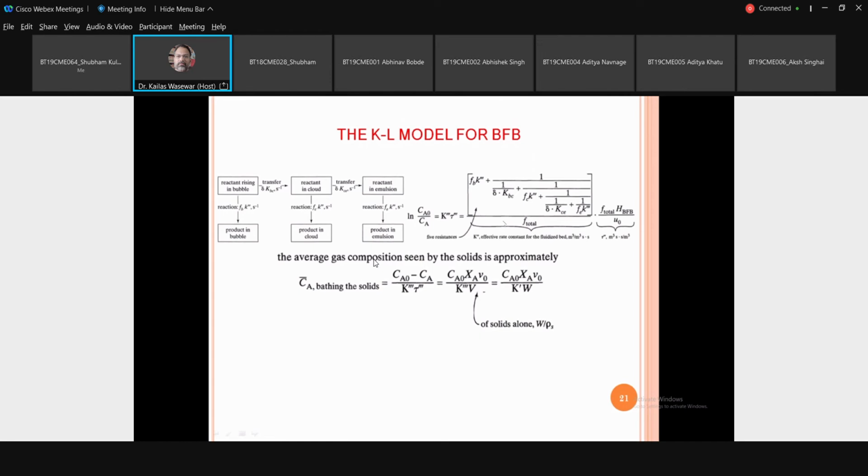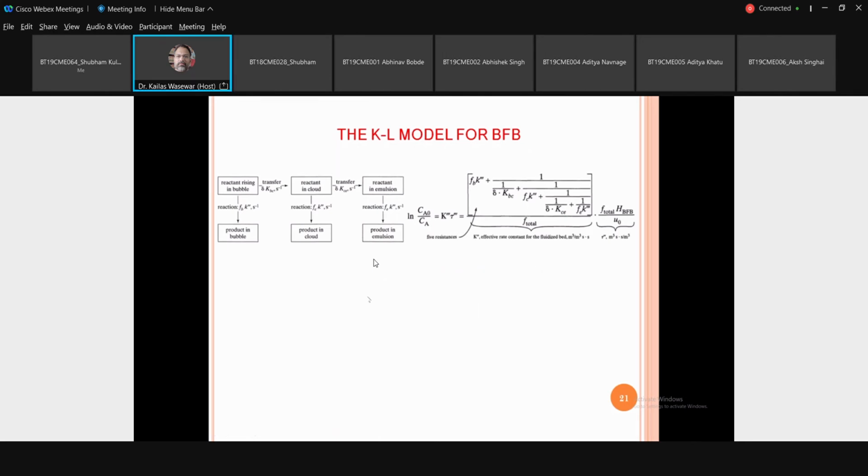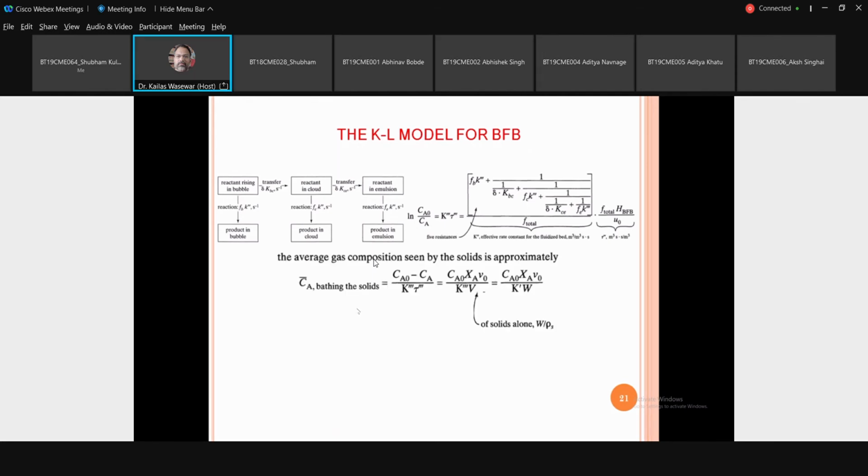Now the average gas composition for this fluidized bed, we take that Ca bar is nothing but Ca0 minus Ca0 K T bar. That means averaging this expression, this K, with respect to the height of the column, we may reach this particular one. Further, you can simplify it: Ca0 times the volume of the solid alone, then the weight of the catalyst, etc.